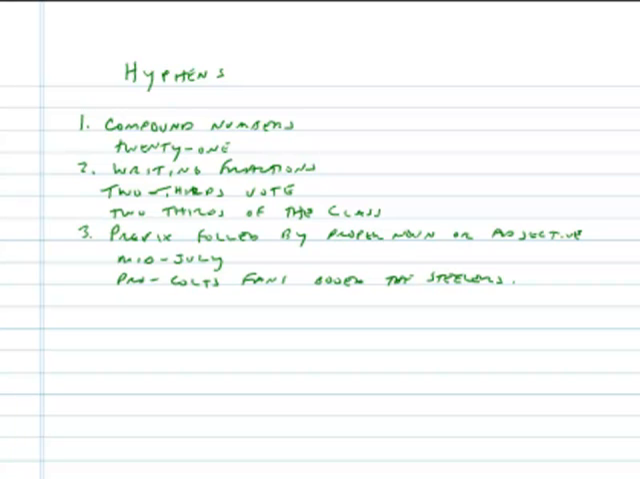So that's that rule. The next rule is that you use a hyphen with words with the prefixes all, ex, and self, and in words with the suffix elect. That doesn't quite make sense. Let me see if I can rephrase that. You use a hyphen in words like all, ex, and self when they are prefixes.